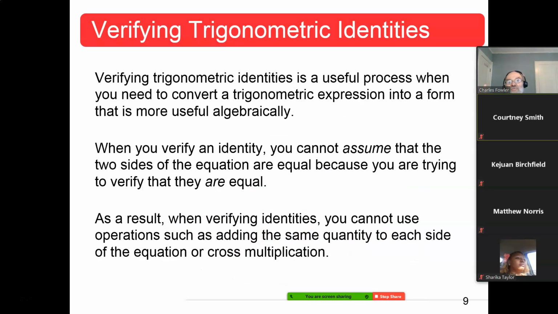Verifying trigonometric identities is a useful process when you need to convert one trigonometric expression into a form that's more useful algebraically. That's why we do this. When you verify an identity, you cannot assume that the two sides of the equation are equal. That's what you're trying to verify. So most of the time I'll put a question mark over that equal sign just to make sure we don't assume that's true.